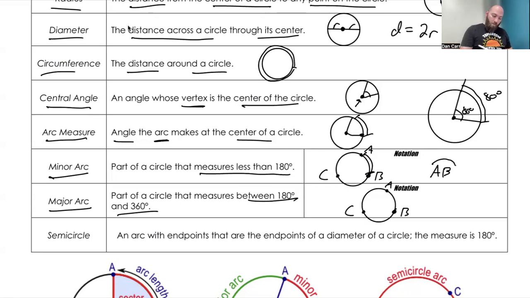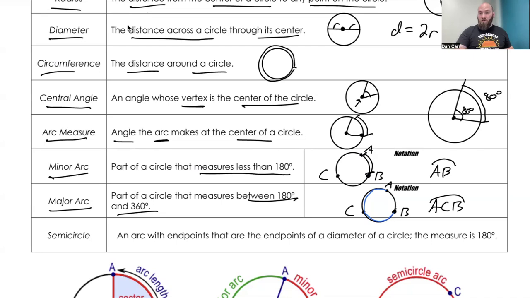Okay, the major arc would be, I'm going to use the same letters of A and B as my endpoints, but I'm going to go the other way around. So going this way all the way here, this would be the major arc. Minor arcs and major arcs are related to each other. To notate that, because if I just do AB, that implies the shorter distance, I have to use three letters for that notation. So it's ACB.